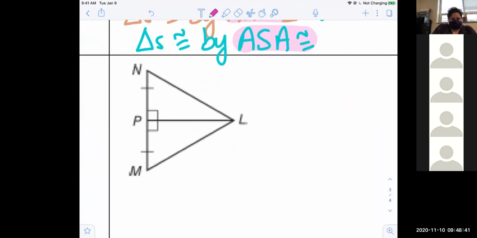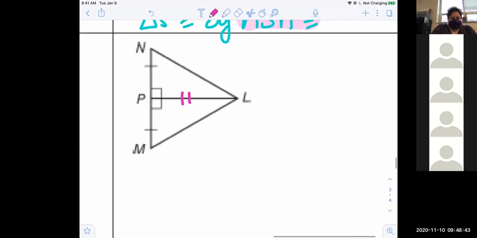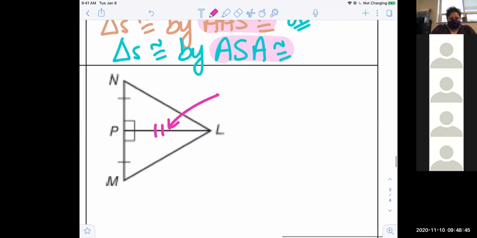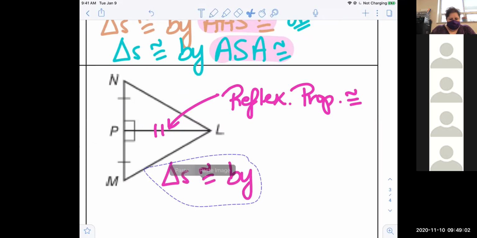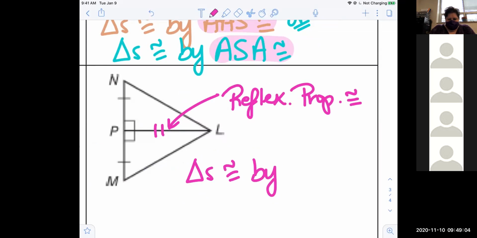Okay, the shared segment right there is reflexive. Again, every time you see a shared segment, this could also work with angles, but it hardly ever is for angles. Every time you see a shared segment like that, you're going to be able to mark it and say it's reflexive. Do we have enough to say triangles are congruent? Yeah, what's the reason? Side angle, side.